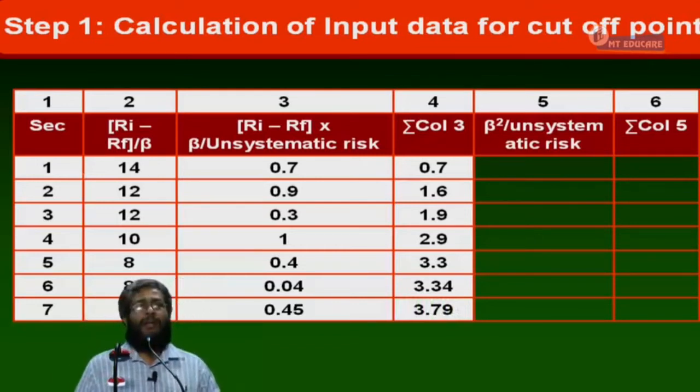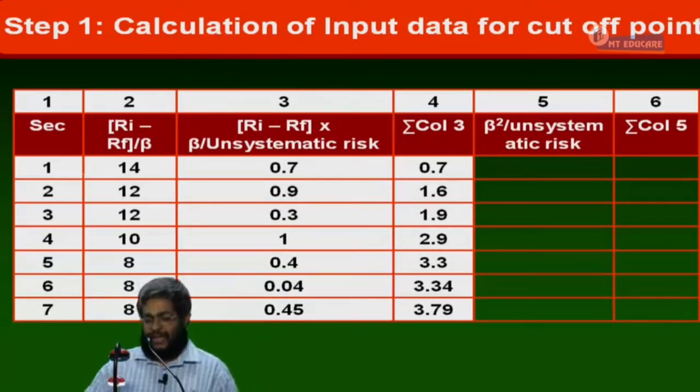Okay. Column 5, you come to the denominator. The denominator has what? 1 plus variance of market into sigma, i equal to 1 to n, beta squared divided by unsystematic risk. Now I calculate beta squared by unsystematic risk.